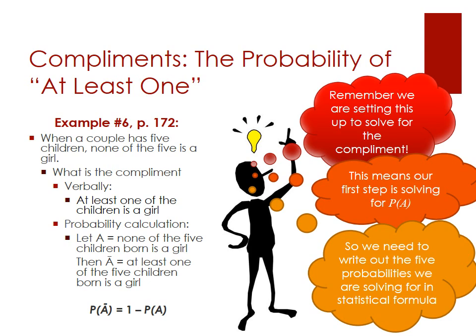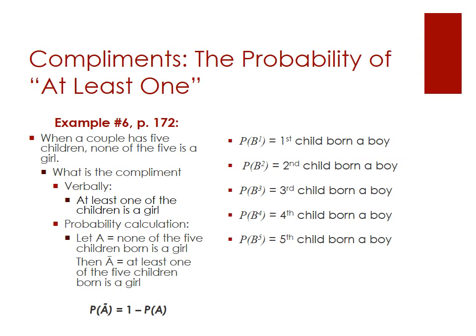So we need to write out the 5 probabilities we are solving for in a statistical formula. Take a moment and write those out yourself as you're working through this problem, and when you're ready, move on to the next slide and we will check them together. Alright, you should have got a P of B1, the first child being born a boy. Probability of B2, second child being born a boy, and so forth all the way down for all 5 events. So we have a probability of B1 all the way through probability of B5.